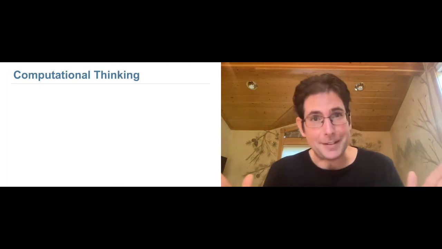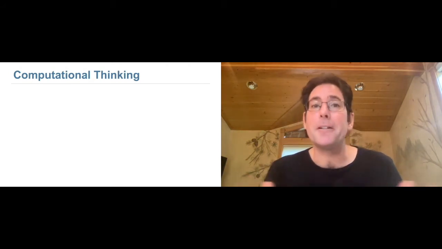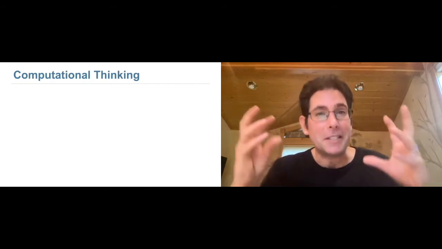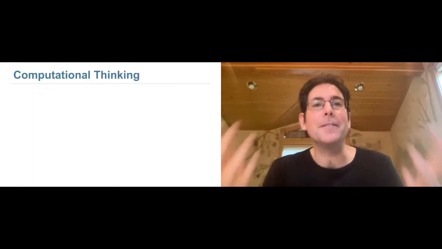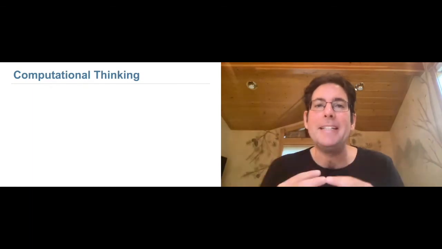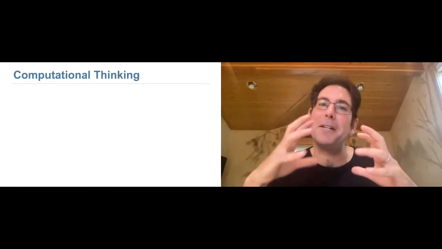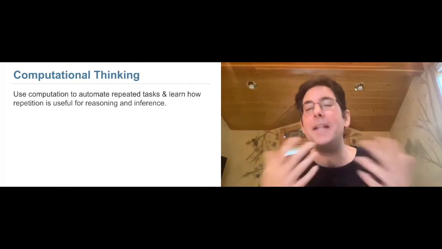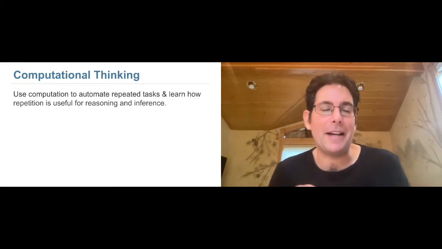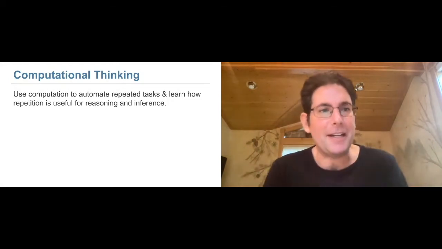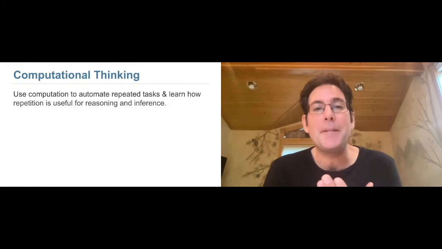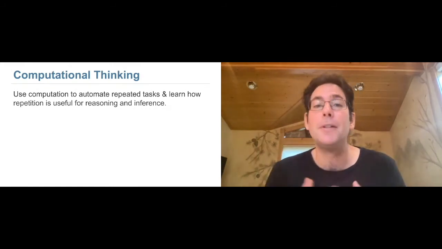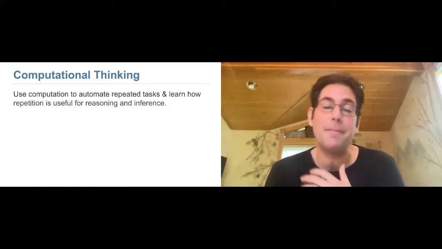There's lots of content in introductory courses in computer science that is not in Data 8. We really just want to select a little bit that's relative to data-oriented inquiry and is something that is manageable enough that most of the course can be about statistical inference. So what is it that we try to convey? If I had to summarize it, it would be to use computation to automate repeated tasks and to learn how repetition is useful for reasoning and inference. So let me give you some examples of this.